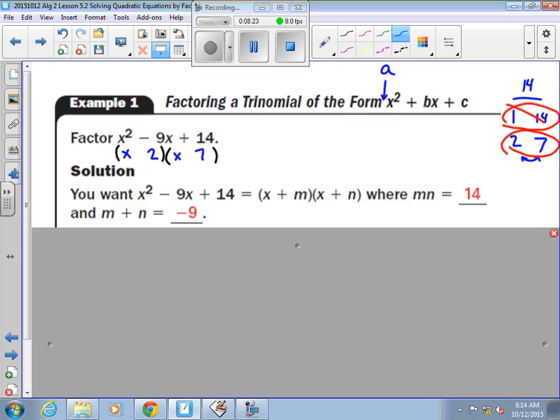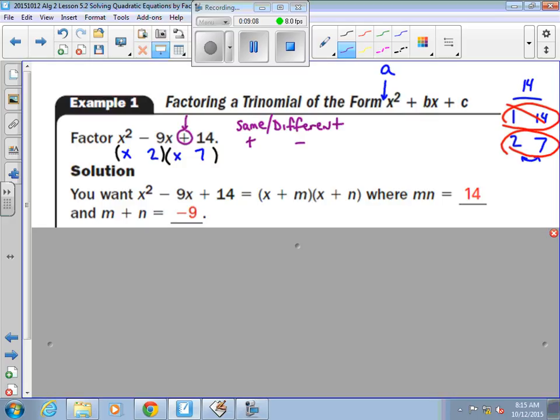Notice I didn't put any pluses or minuses at all yet. All we did was write x and x and 2 and 7. After that, take a look at the sign that is in front of C. This one right here. That sign tells you that the signs are going to either be the same or they're going to be different. If that number is positive, they're going to be the same. If that number is negative, they're going to be different. What sign do we have here, positive or negative? It's positive. So we know that the signs are going to be the same.